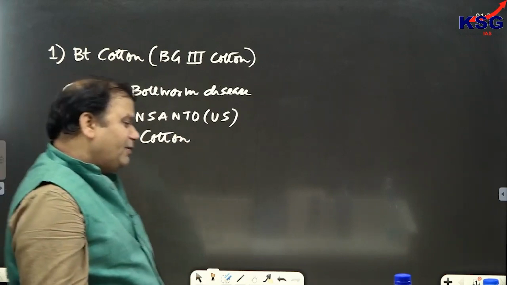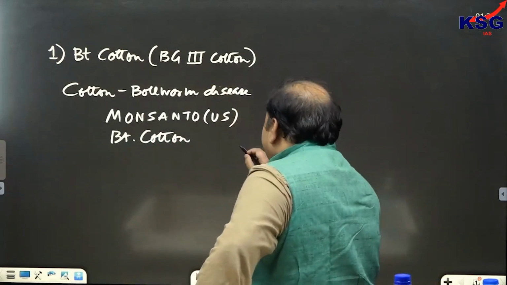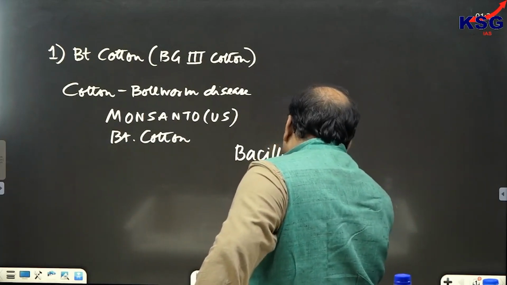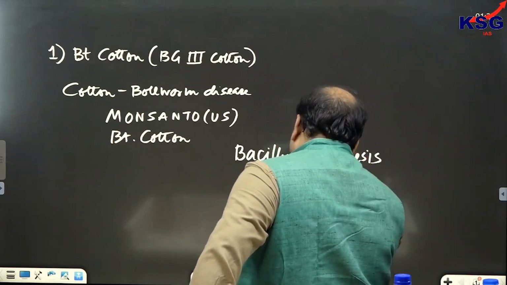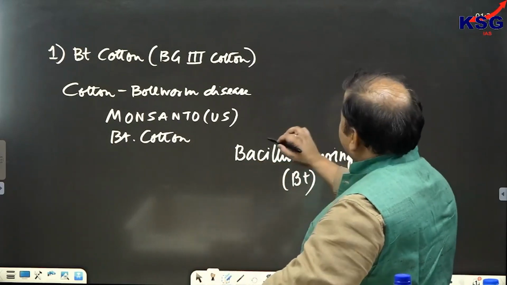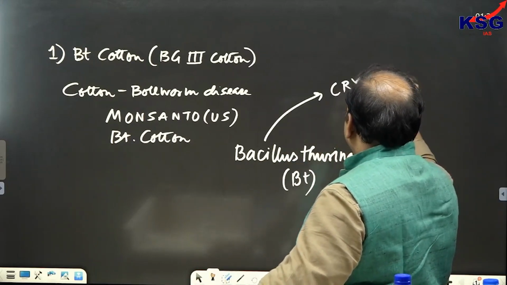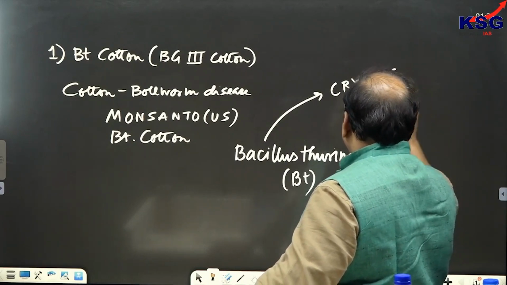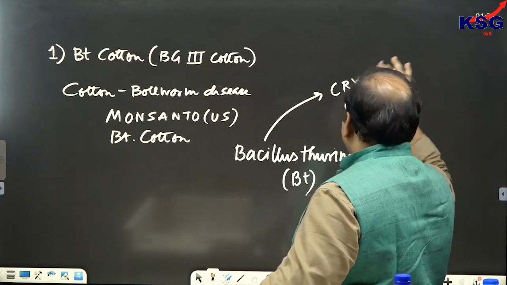And how was this cotton developed? This cotton was developed by taking genes from a soil bacterium, and this soil bacterium is called Bacillus thuringiensis, BT. That is why it got the name BT. So the genes which were taken from this bacterium included Cry1AC, Cry1AB, Cry9C. So all these types of genes.